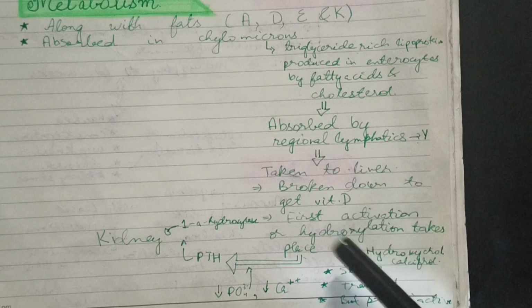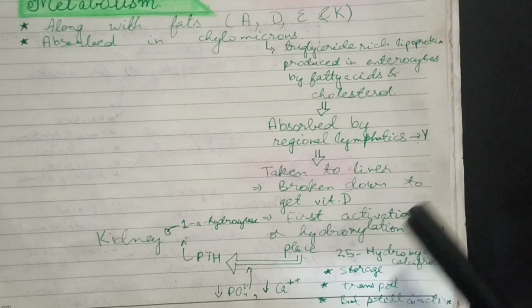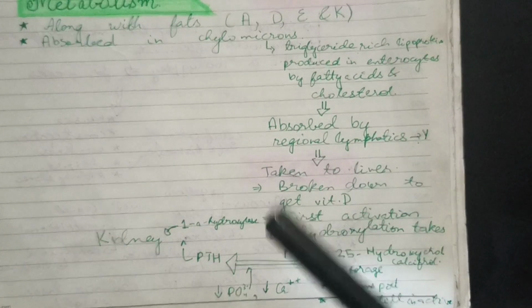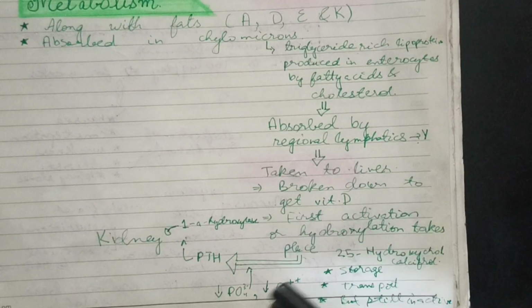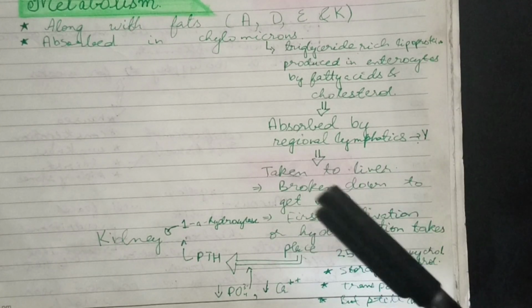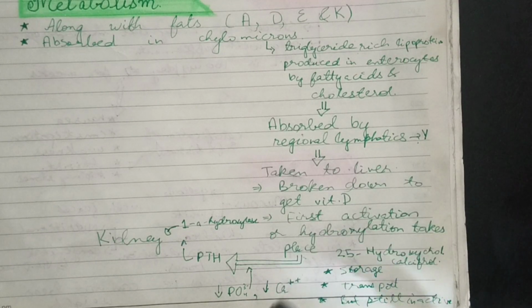So what are the things that are affecting the whole process? Firstly, the activation of vitamin D is not taking place all the time. Rather, it takes place when it is needed. And the stimulus for the activation of vitamin D is low calcium levels.